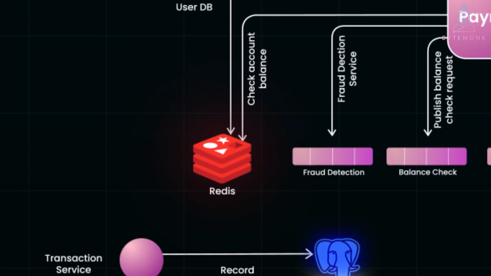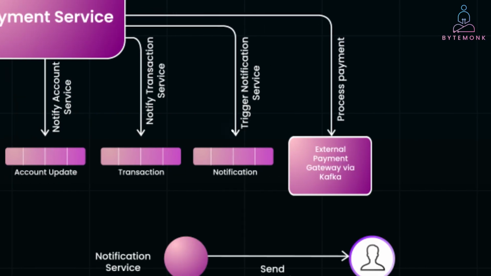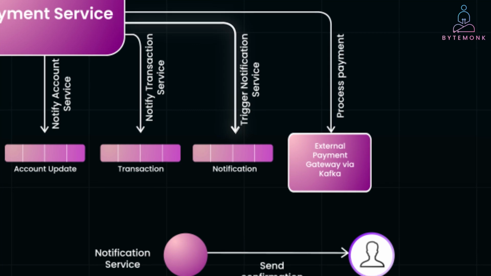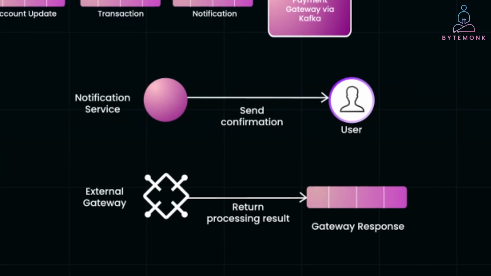After the transaction is recorded, the payment service publishes a message to the notification queue in Kafka indicating that a notification, email or SMS, should be sent to the user. The notification service consumes the message and sends the confirmation via email, SMS or push notification to the user. Again, notifications are sent asynchronously to avoid delaying the main payment flow.